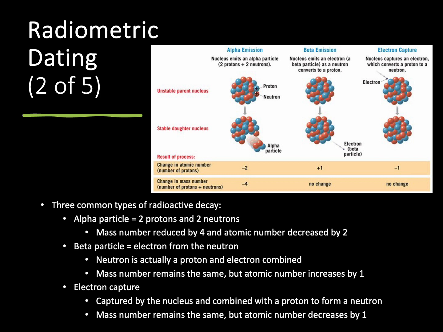And then our final type of radioactive decay is called electron capture. This is where an electron is captured by the nucleus and combines with a proton to form a neutron. So here we again see that the mass number stays the same, but now our atomic number, the number of protons, is going to decrease by 1.